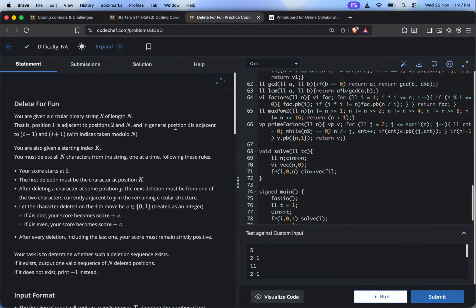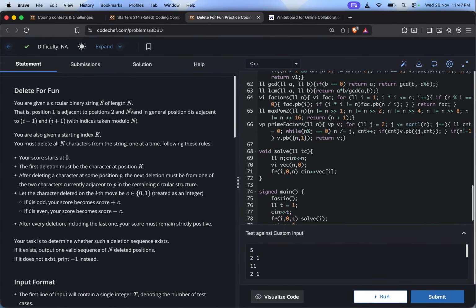We are given a circular binary string of length n. That is, position 1 is adjacent to position 2 and position n. That is, the binary string is placed on a circular table. In general, position i is adjacent to i minus 1 and i plus 1, taken mod n. You are also given a starting position k.